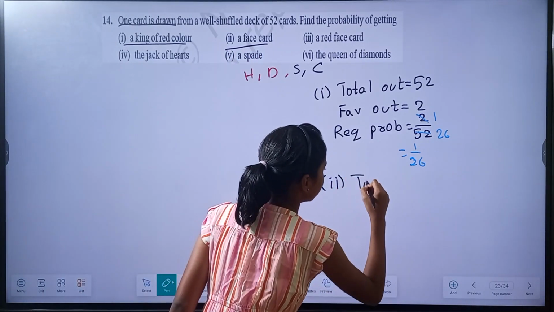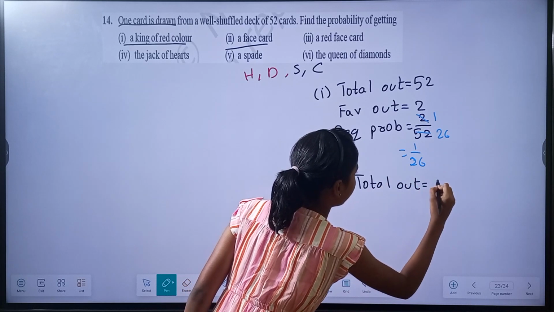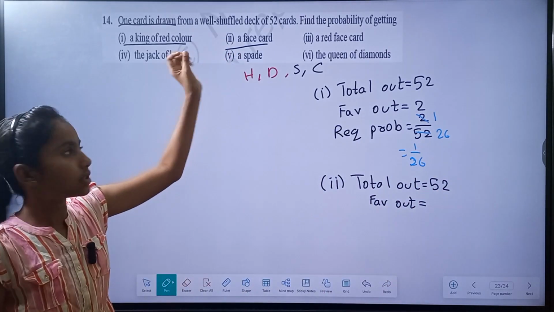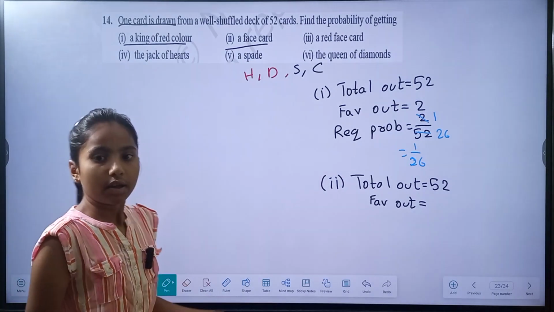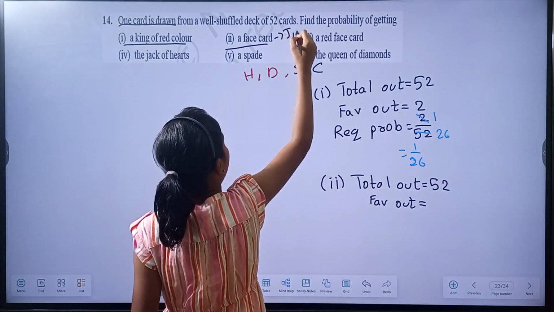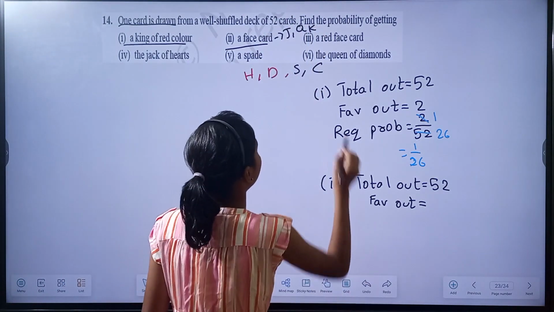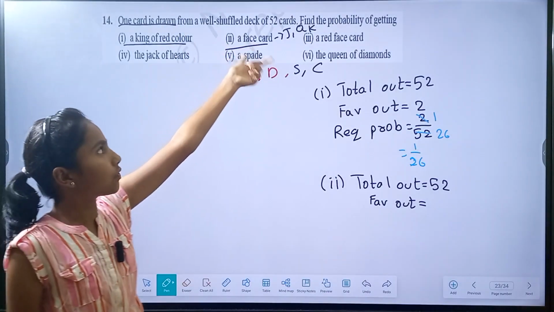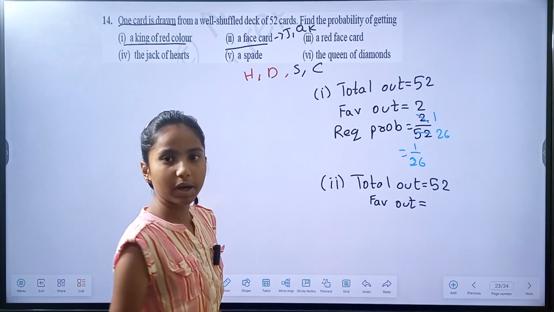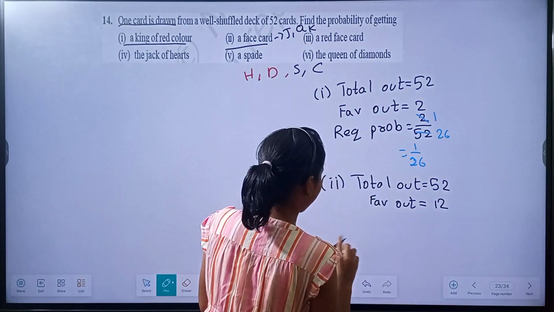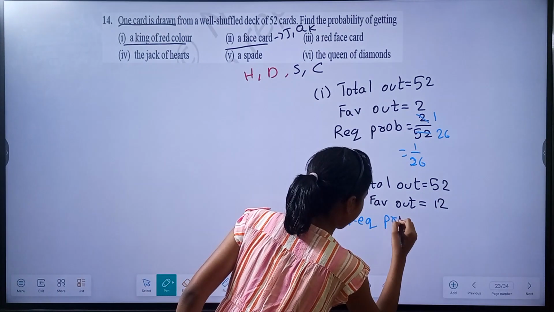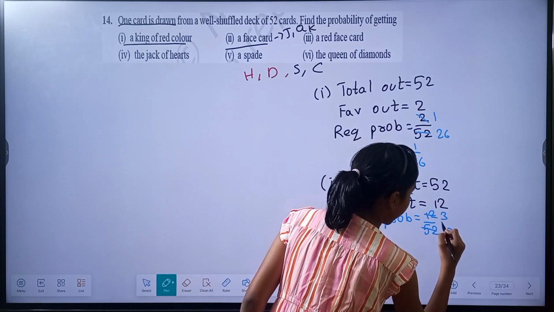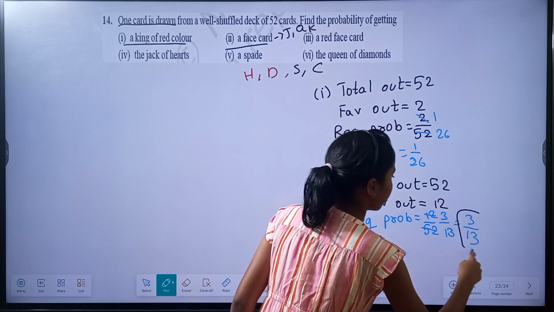Now second, a face card. Again, total outcomes are 52 and the favorable outcomes are the face cards. The face card is nothing but Jack, Queen or King. In each suit we have these three ranks, and there are four suits. So there are 12 face cards, and we can write the favorable outcomes as 12. So the required probability is equal to 12 by 52. By simplifying this, we can write 3 by 13.